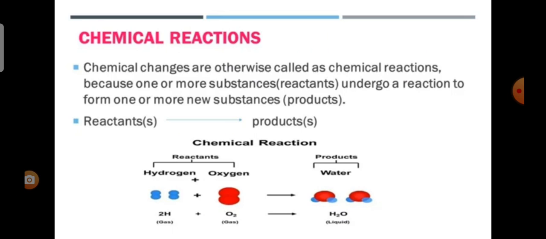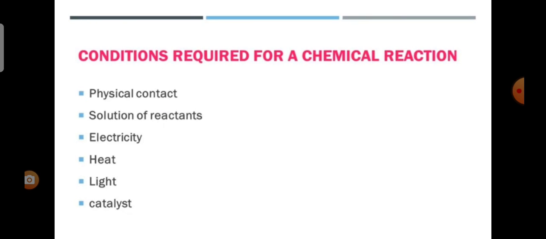Chemical changes. A chemical change is a permanent and irreversible change which produces a new substance. Chemical changes are otherwise called chemical reactions because one or more substances undergo a reaction to form one or more new substances, which are called the products. So the reactants give the products. Physical contact, solution of reactants, electricity, heat, light, and catalyst are some of the conditions required for a chemical reaction.